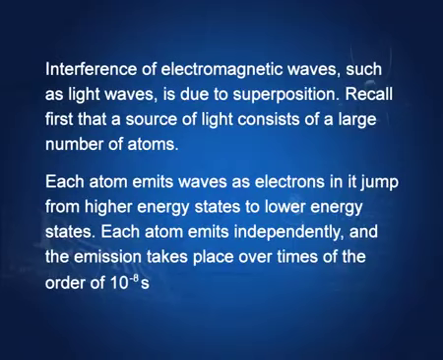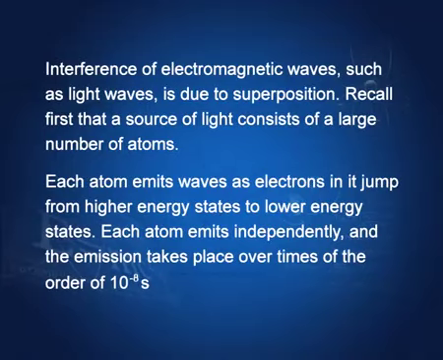Now, interference of electromagnetic waves such as light waves is due to superposition. Recall first that a source of light consists of a large number of atoms. Each atom emits waves as an electron in that atom goes from a higher energy state to a lower energy state. So, each atom is emitting waves, but these atoms emit waves not in the same phase, but in random phase. Each atom emits independently, and the emission takes place over a time of order 10 to the minus 8 seconds.